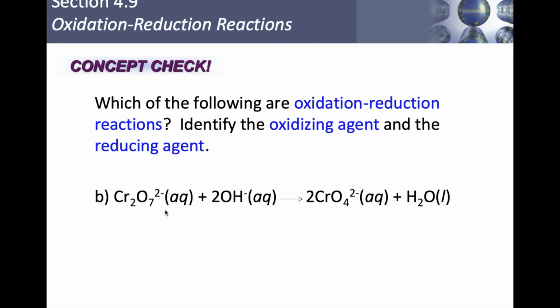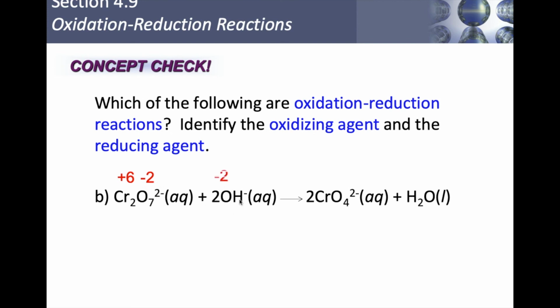All right, let's try B. Again, here there are no pure elements in their common forms. So -2, 7 times -2, that's -14. And I need to get my chromium, so that would have to be a +6. Then those add up: +12, -14, that gives me my -2 charge.